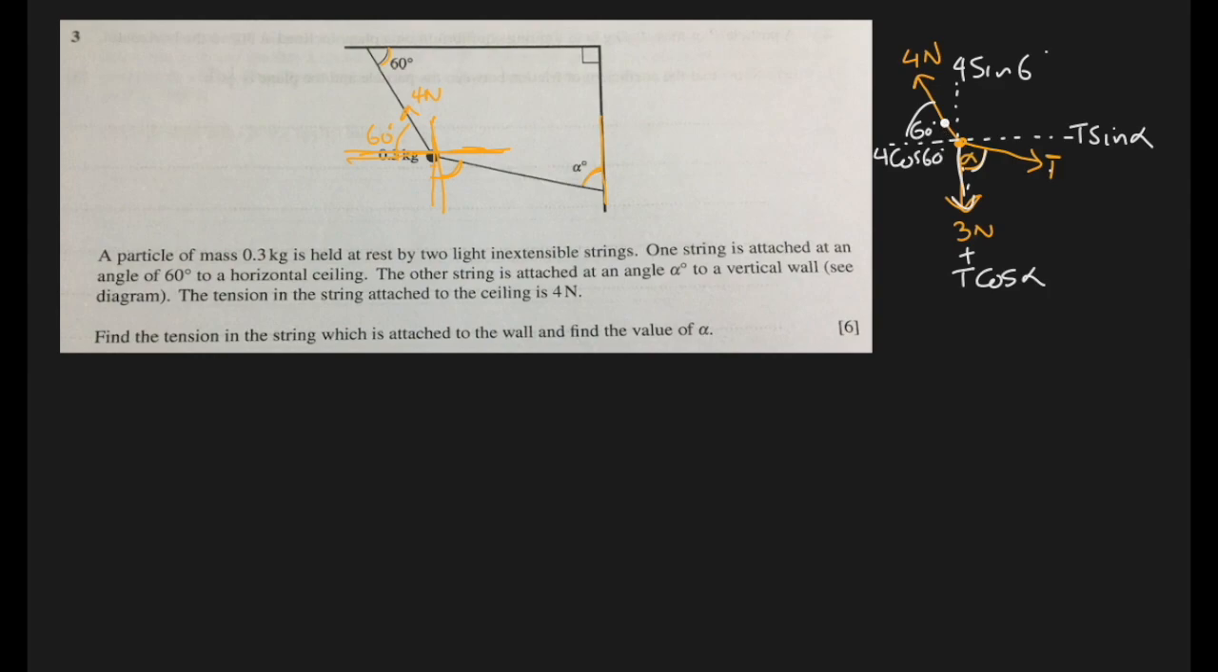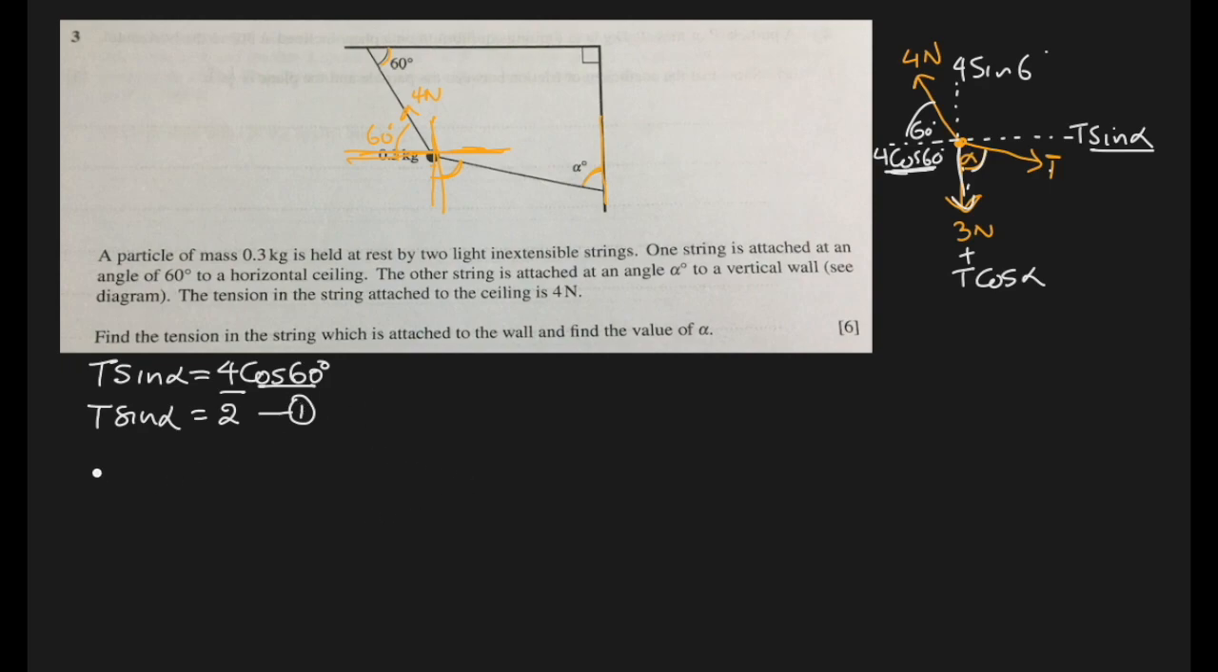Right? Now we have all of them and we can form equations out of this. So first, let's equate the horizontal forces. Horizontal force is 4 cos 60 towards left and T sin alpha towards right. So T sin alpha equal to 4 cos 60. Cos 60 is half. So T sin alpha equal to 4 times half, which is 2. This is equation number 1.